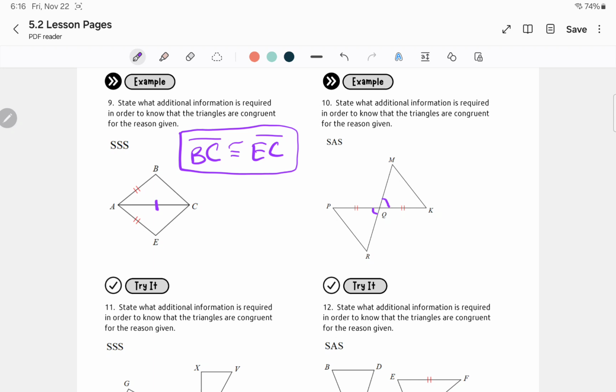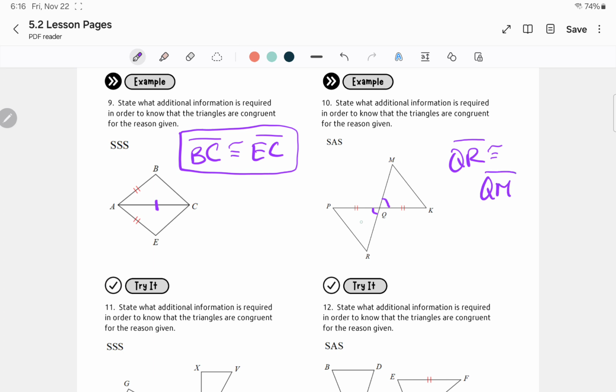I have PQ. I have this angle. So the other side would have to be this QR side, right? So QR would have to be congruent too. And now let's look at the other triangle. That would be, so QR, so let's go QM.